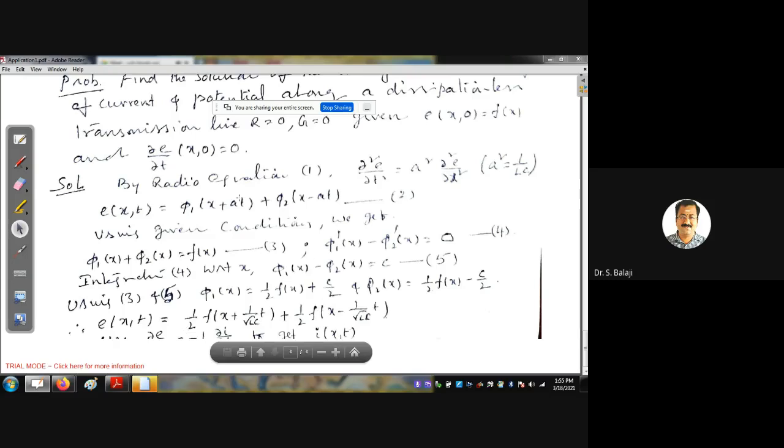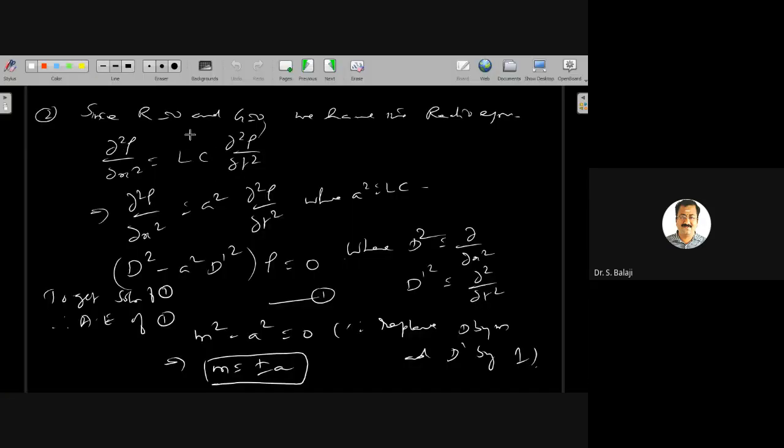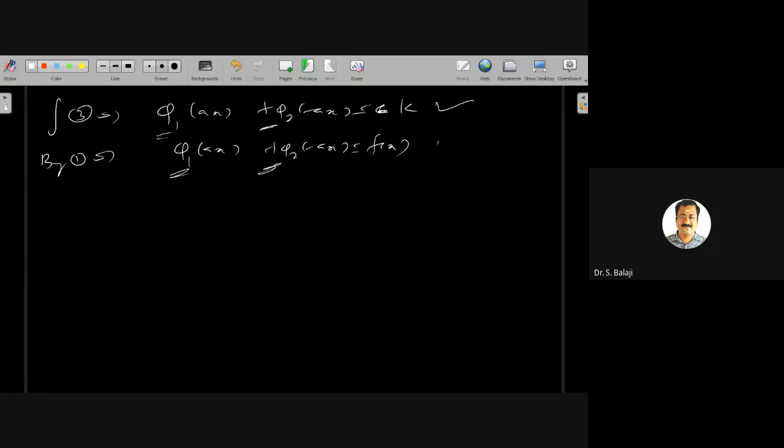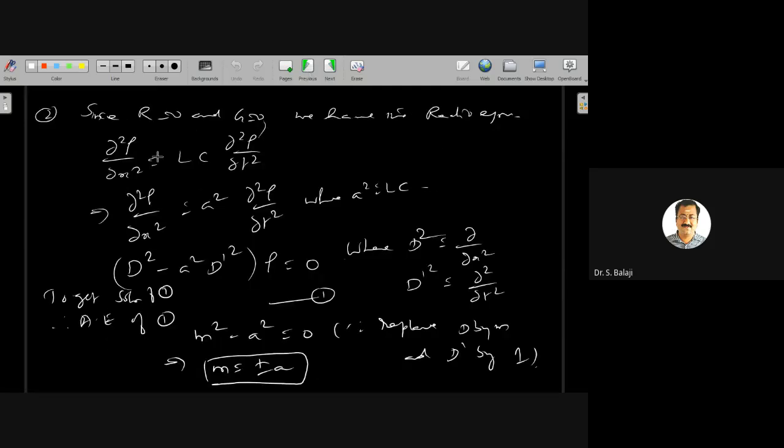Therefore, just fine. So we tried this one as it is here, but if you take the radio equation as it is, x on the left side, t on the right side, and take a² as LC, in this situation we are getting a difficulty. Here we are getting a difficulty in order to evaluate φ1 and φ2 based on the initial condition. So in order to avoid this complexity, you have to take the reverse manner. What is the reverse thing?